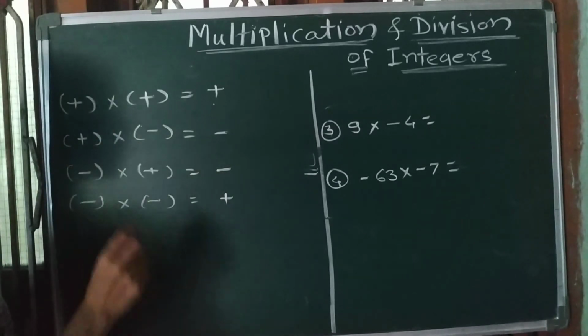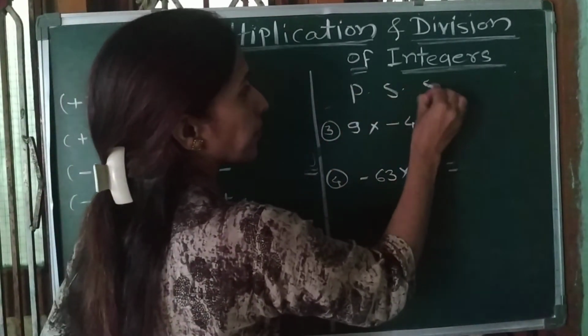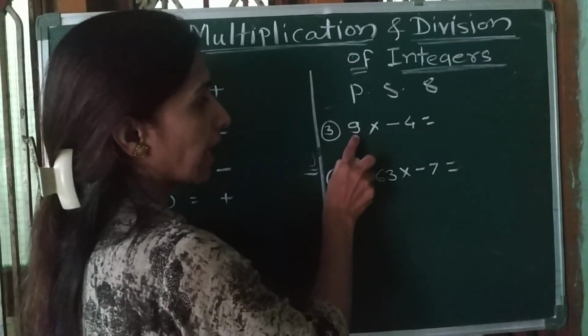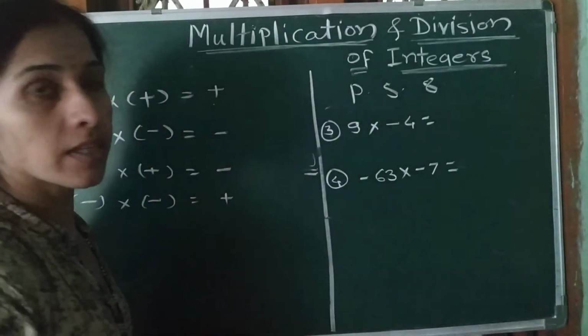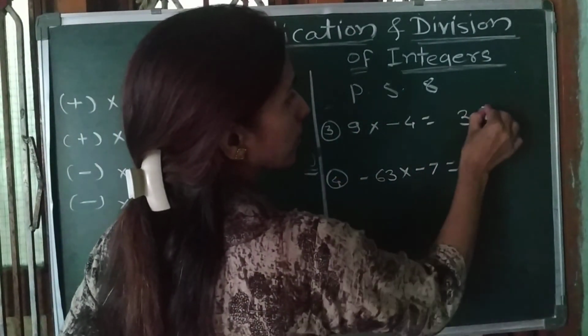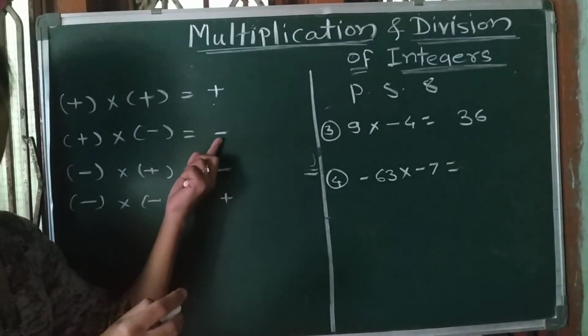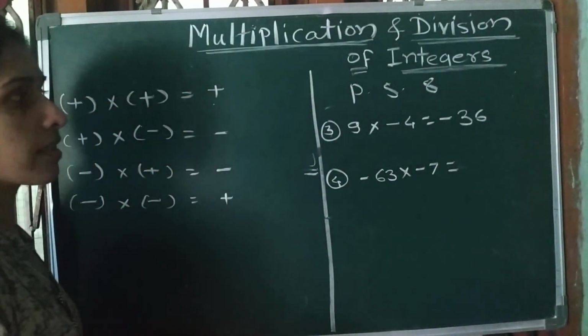Got it? So from that you have to solve practice set 8. I will take two examples to solve. So 9 into negative 4. 9 fours are 36. But as it is a positive number and a negative number, the answer will get the minus sign. So here it is negative 36.